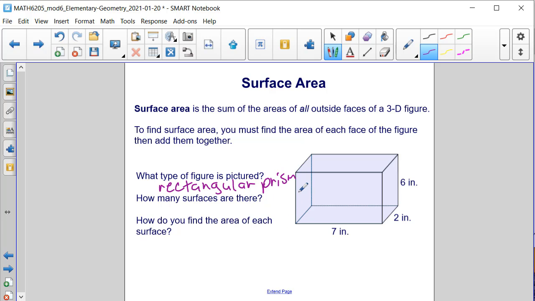And then how many surfaces are there? Well, there's a left side and a right side, a top, a back, a bottom, and a front. So there are 6 different surfaces. And how do you find the area of each surface? Well, you would multiply the length and width of each resulting rectangle from that face. And then we're just going to add all of these areas together.